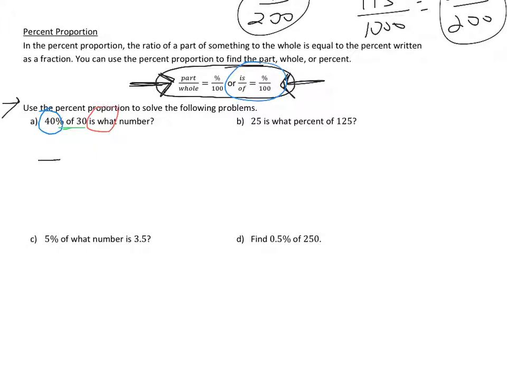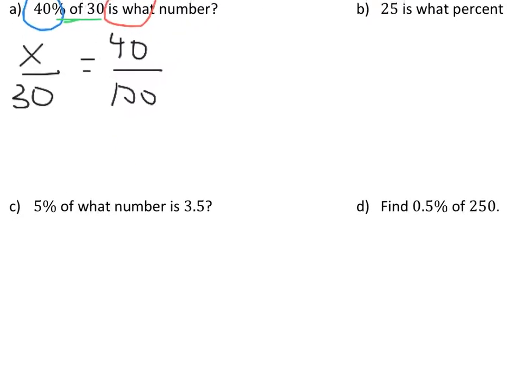So I have a proportion, a fraction equal to a fraction. Is over of. Is what? I have no idea. Let's make it an x. Of 30. Well, 30's on the bottom. Equals percent. Well, it gives me 40. And percent as a fraction is always out of 100. There's our proportion set up. All we have to do now is solve that.